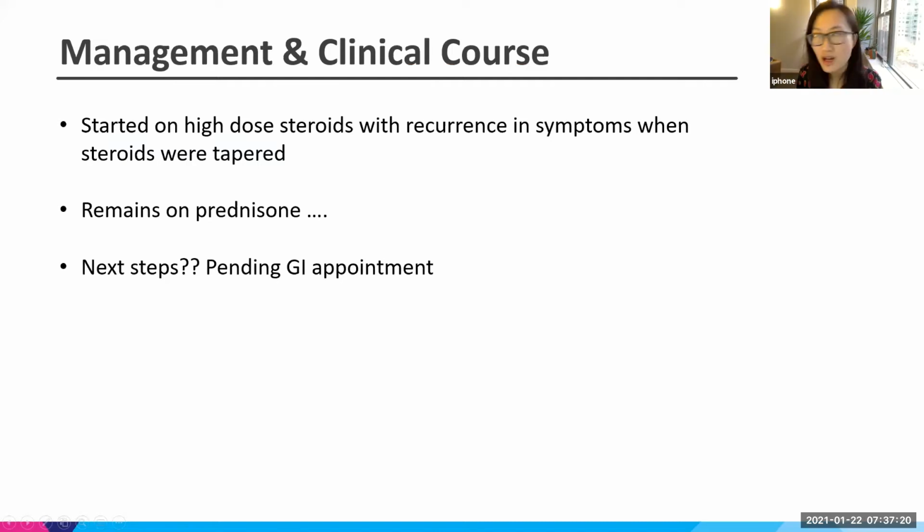Okay, great. So in terms of this gentleman's management and clinical course, before the biopsies came back, he was actually discharged. And then when the findings came back, he was recalled to the emergency room and started on high dose steroids, with recurrence in his symptoms. As an outpatient, he had his steroids tapered, then developed diarrhea again. So the prednisone was bumped up. He unfortunately just missed a GI appointment with us, but the plan is to consider some biologics given his non-response to steroids.